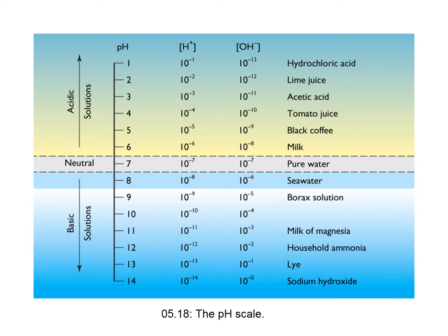Okay, that's just a reminder of what pH is. pH is the negative log of the concentration of hydrogen ions. That's not actually the true definition of pH, but that will do for now. And the ocean is slightly basic, with a pH of about 8.1, 8.2.